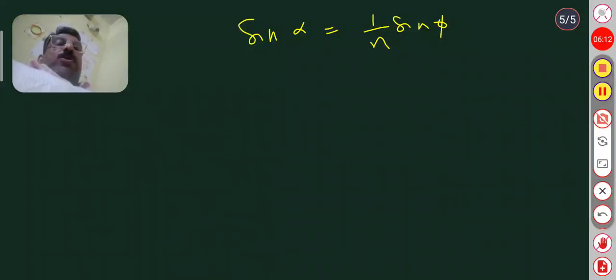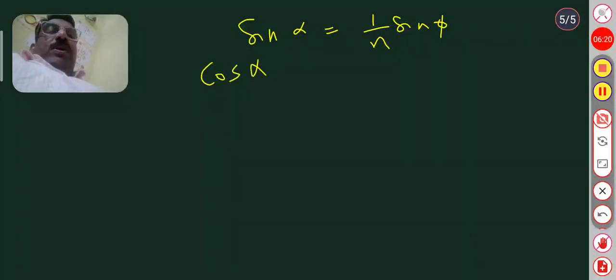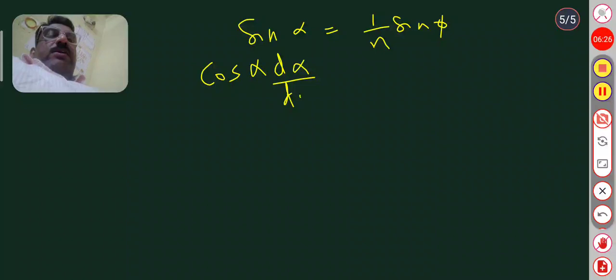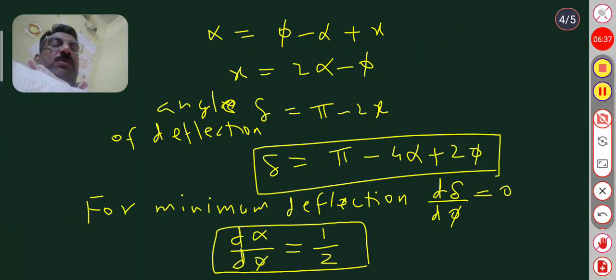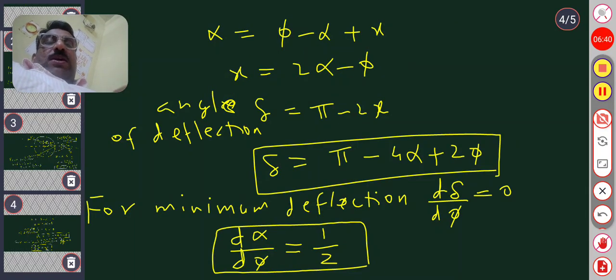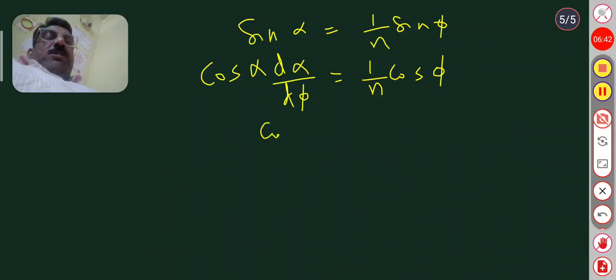Now I'm going to differentiate this on both sides. If I differentiate on both sides, what I will get is cos alpha into d alpha by d phi is equal to 1 by n into cos phi. And what is d alpha by d phi? Just before this we saw d alpha by d phi is 1 by 2. So that means cos alpha by 2 is equal to 1 by n into cos phi.